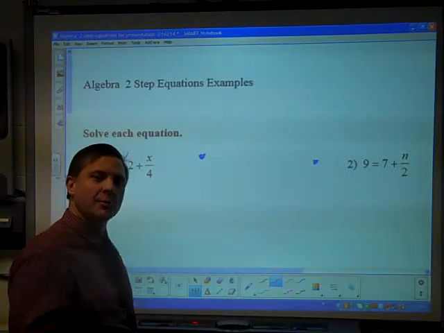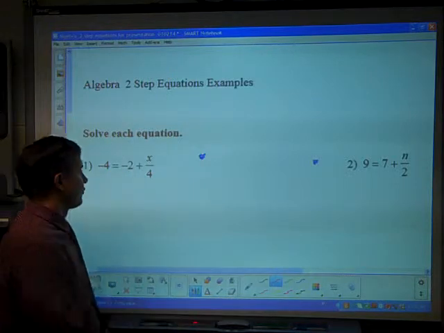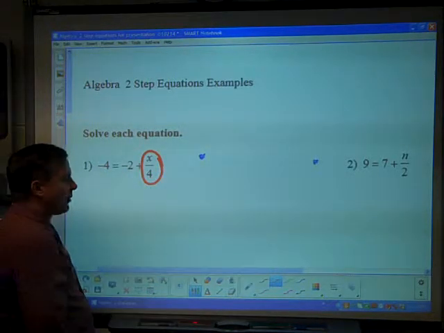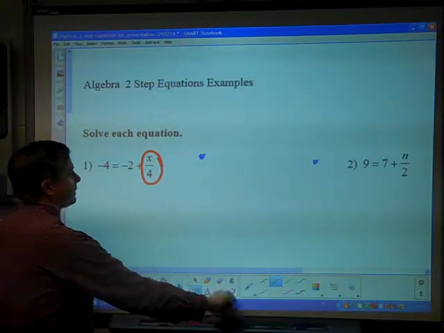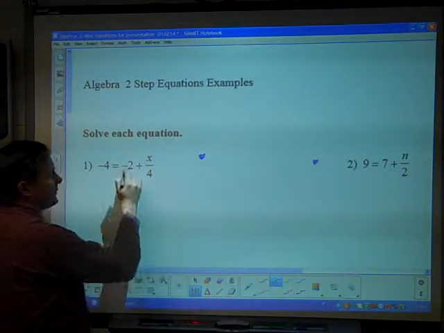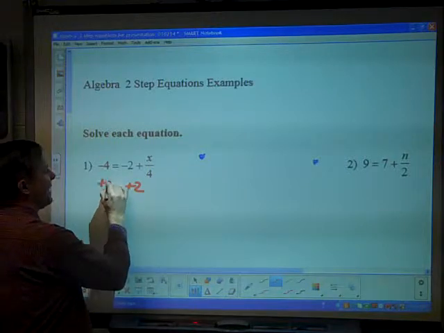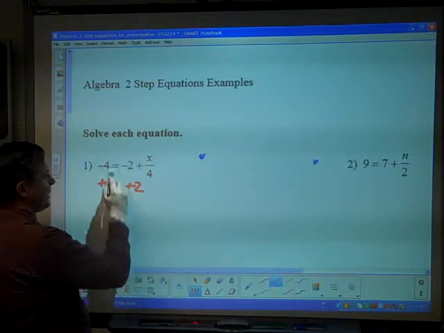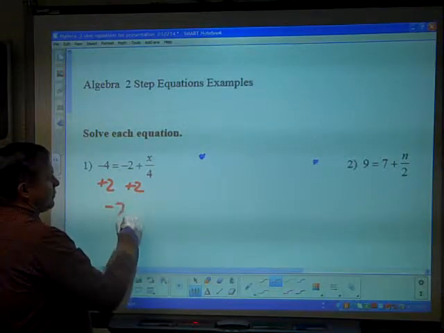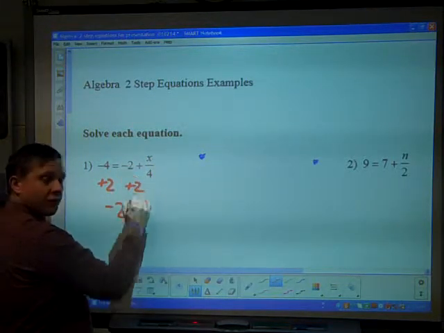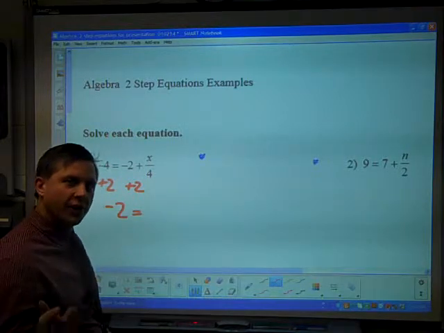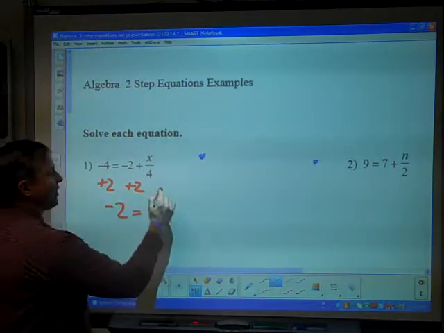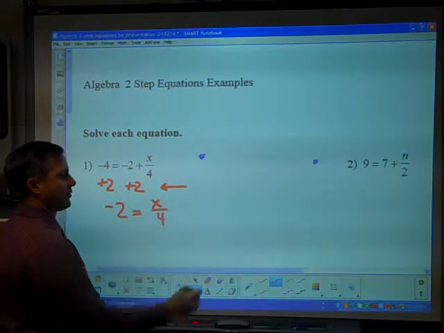Every time there are 3 terms, I'm going to look to add or subtract first. And I always want to get the term with the variable by itself. So I want to get x over 4 by itself. Well, that means I have to get rid of the minus 2. So I'm going to add 2 to both sides. Again, that keeps the equation the same. And I get negative 2 equals, and these 2's, negative 2 plus 2 becomes 0. 0 plus x over 4 is still x over 4. So my first step when there are 3 terms is add or subtract. So here's the first step.